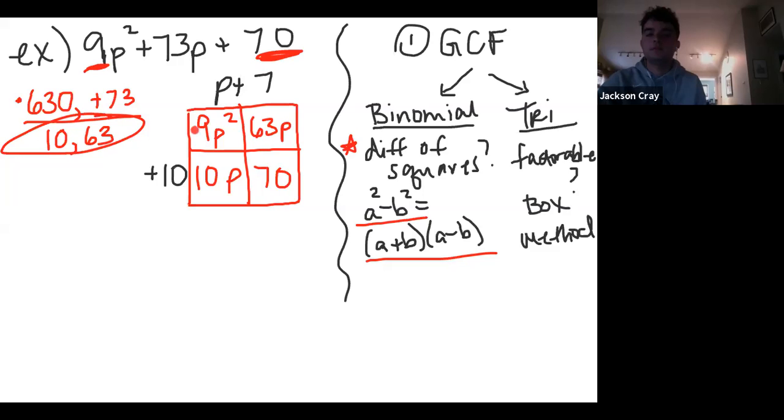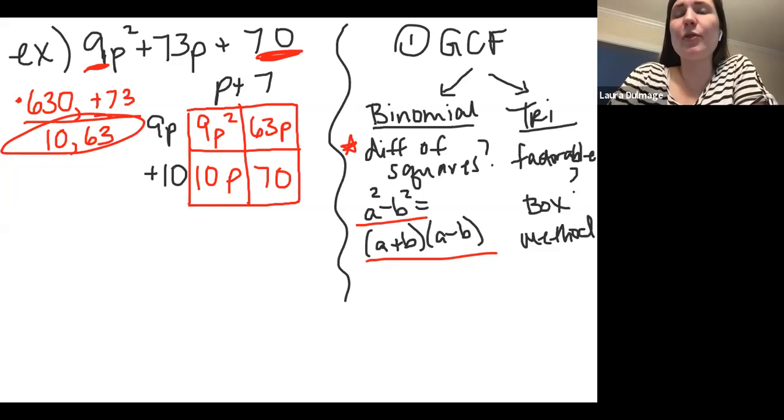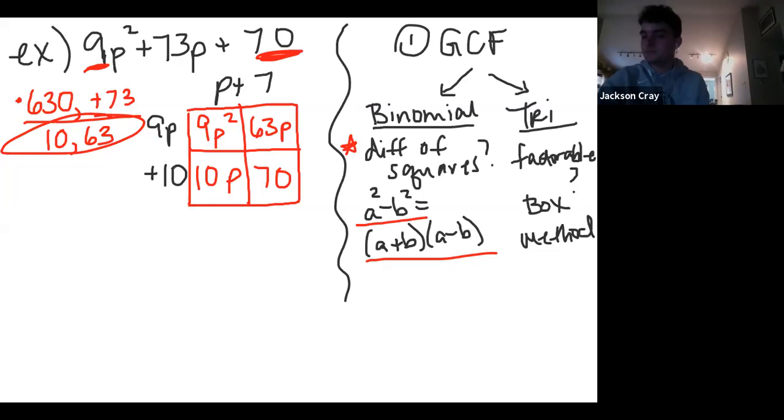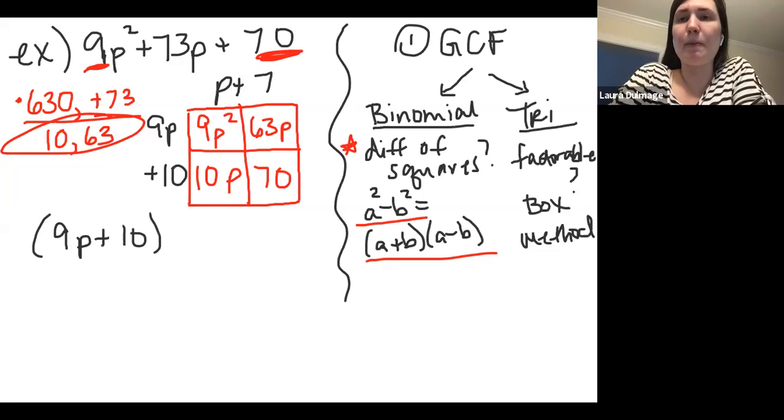9p. With 9p squared. 9p. Great. Okay, so even if you had it set up the other way, it still has the same two factors. Okay, so we can write our final answer as 9p plus 10 and p plus 7.